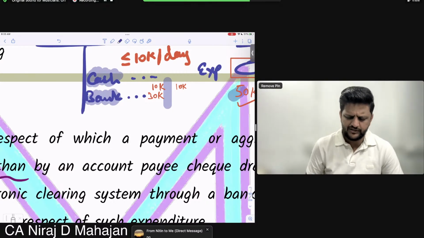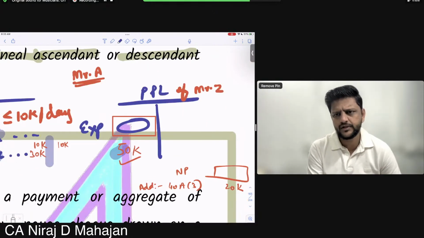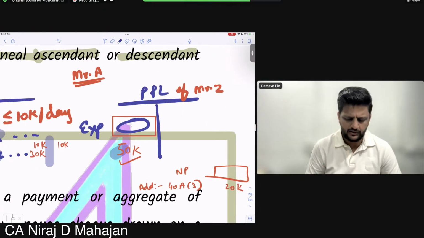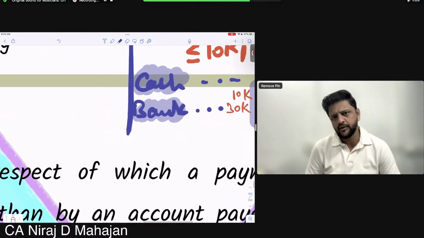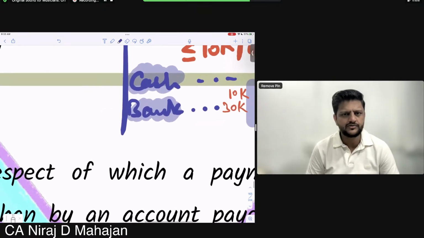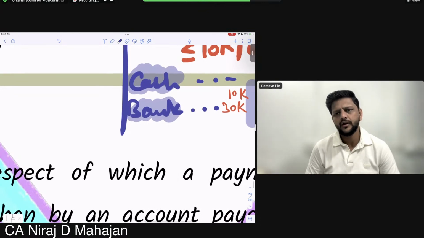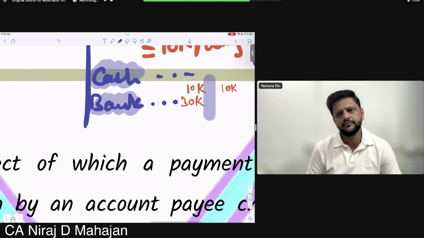See, when I got the invoice, I have done P&L debit, or no? Yes, I have done P&L debit. Clear? The amount is in P&L debit. Today, on one single day, I made him a payment of 40,000: 30,000 by account payee check or bank transfer, and 10,000 rupees cash. And the next day, I gave him 10,000 rupees cash again.